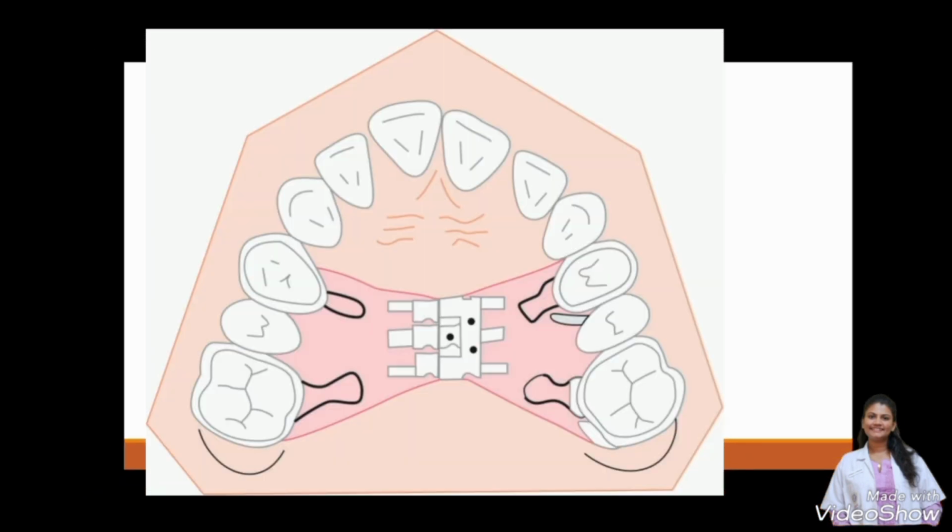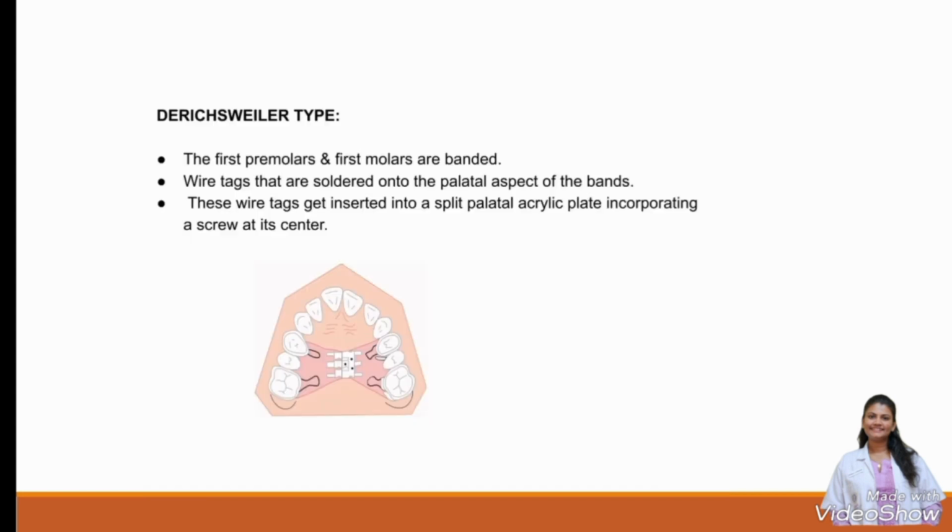Derichsweiler type, this is also a tooth and tissue-borne appliance. In this, the first premolar and first molar are banded. The wire tags are soldered onto the palatal aspect of the bands, and the wire tags are inserted into a split palatal acrylic plate, incorporating a screw at its center.